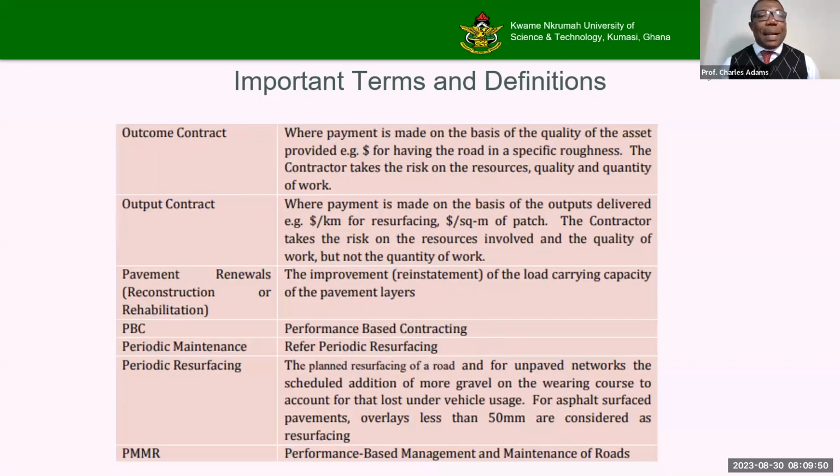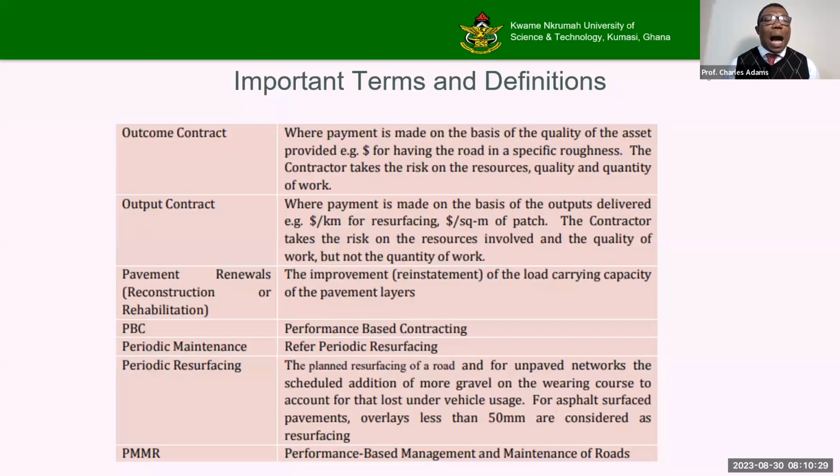Now, it's important to understand outcome. When we say an outcome contract or outcome in a contract, payment is made on the basis of quality of the assets provided. So we pay for the road being a specific roughness. That is why we can define that when you build a road, we want the roughness to be, let's say, 2.5. And then we will measure that before we pay. Now, the contractor takes the risk on his own resources, the quality and quantity of work. So we can define what a contractor should do only based on outcome and then pay for it.